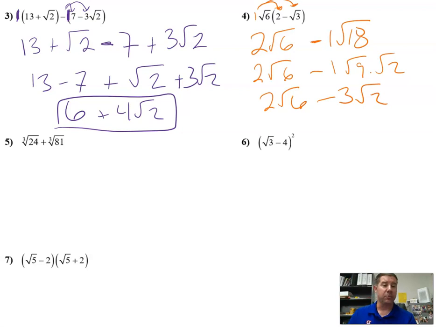I have square roots on both of these now, but I have different radicands, different numbers on the inside. Therefore, these are unlike terms, and that is as simplified as I'm going to get right there. That is the answer that we're looking for.